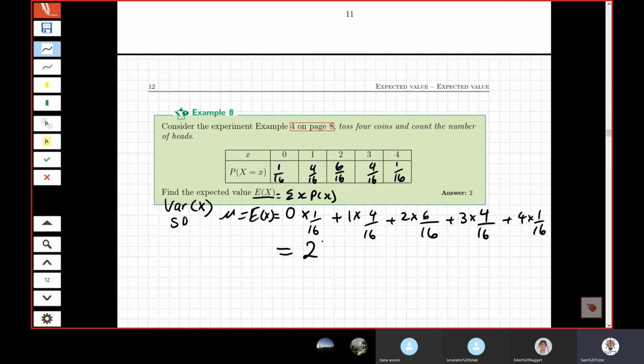You obviously want to write that down as an example, so I might wait for you guys to do that. Yeah, equals 2.